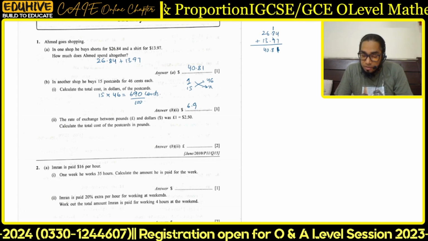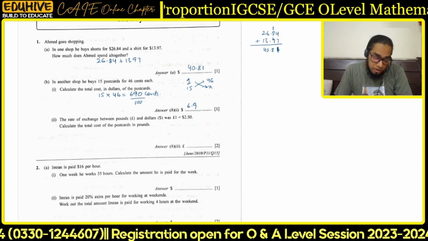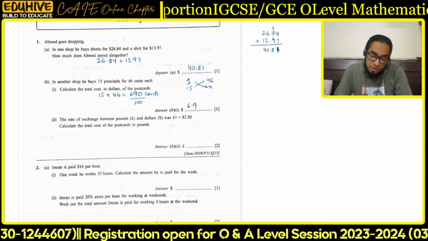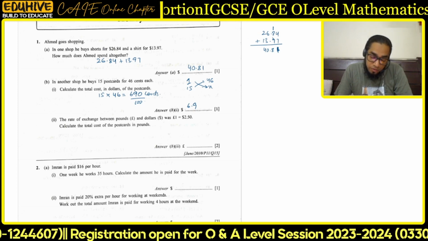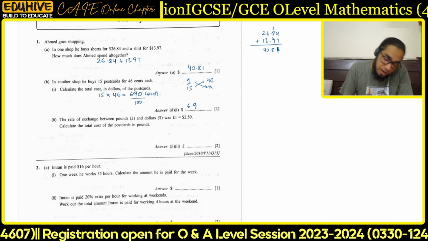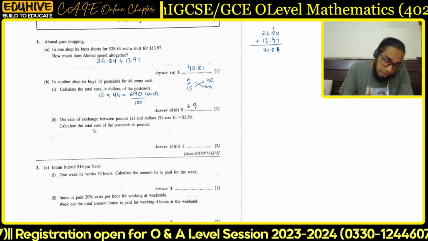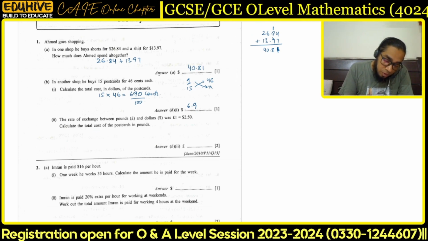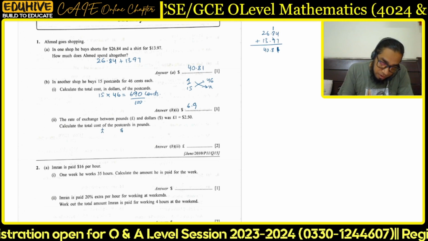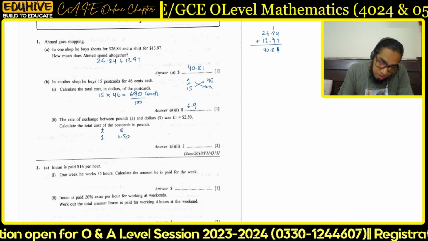Got it, Simra? Okay. Now I'm just going to use the unitary method over here. The rate of exchange between pounds and dollars was: 1 pound is equal to $2.50. Calculate the total cost of postcards in pounds. So at that place, I'm just going to use that it was 1 pound. So I'm writing a pound over here as well as a dollar over here. So you can see that 1 pound was equal to $2.50.